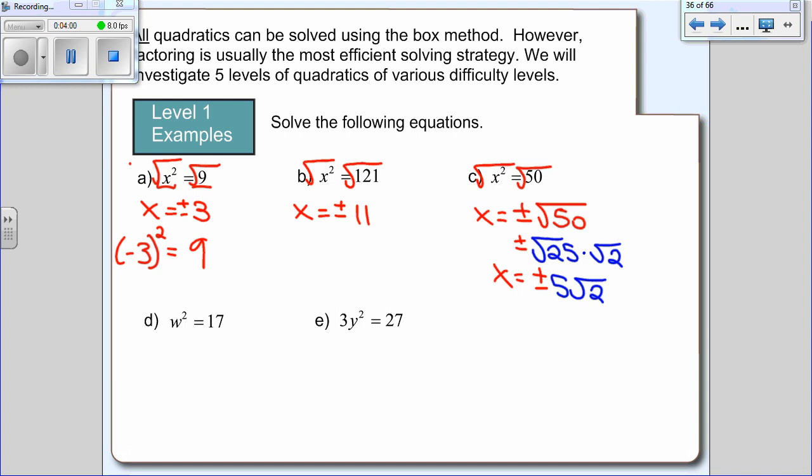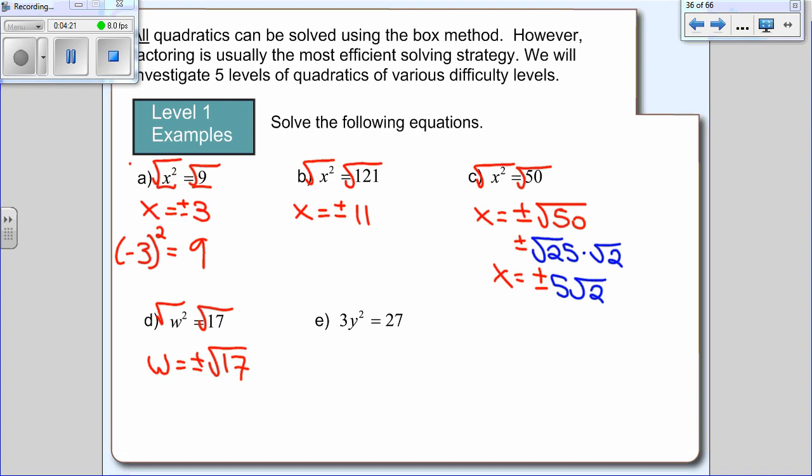All right, down here we have w squared equals 17. Get rid of a square, square root both sides. That means w equals positive or negative root 17. Don't forget the positive or negative. Root 17 is not a perfect root, and it can't be simplified. So that would be your final answer.